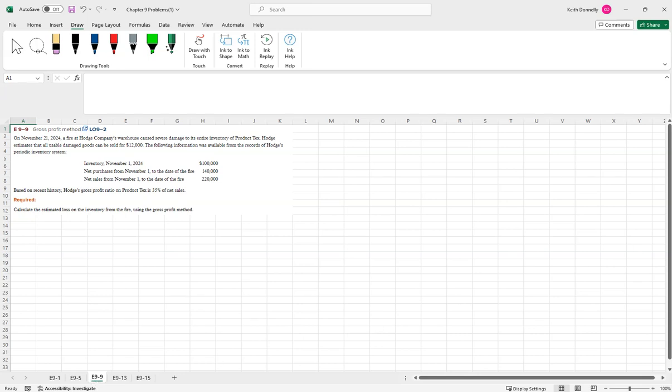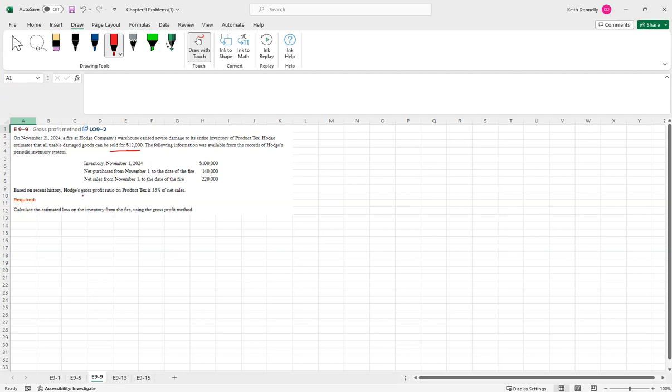All right, let's do exercise 9.9. They're telling us on November 21st, a fire caused severe damage to the inventory. We estimate that the remaining damaged inventory we can sell for 12 grand, so that's going to be kind of like a salvage value almost. And then they give us the following information: our inventory at the beginning of November, our purchases during November up until the fire, and then our sales from the beginning of November up to the fire.